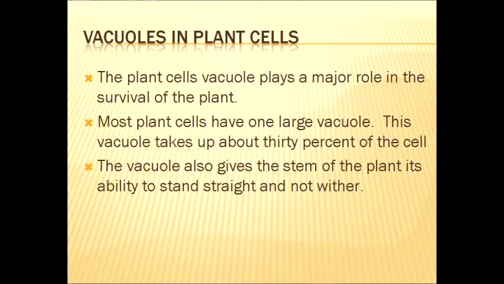The vacuoles in plant cells. The plant cell vacuole plays a major role in the survival of the plant. Most plant cells have one large vacuole. This vacuole takes up about 30% of the cell, almost a third. The vacuole also gives the stem of the plant its ability to stand straight and not wither. And now you know, if a plant ever goes limp and the flower starts to die, that's because the vacuole is also beginning to die.